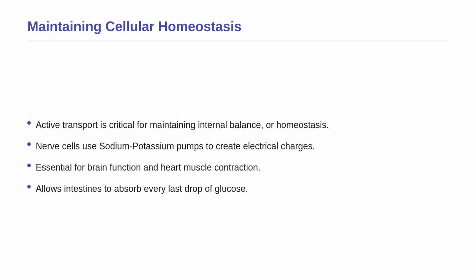Now that we know how these pumps work, we must understand why they are so vital. Active transport is absolutely critical for maintaining the delicate internal environment of the cell, a state known as homeostasis. For example, your nerve cells rely on the sodium-potassium pump to constantly push sodium out and pull potassium in. This creates an electrical charge across the membrane.